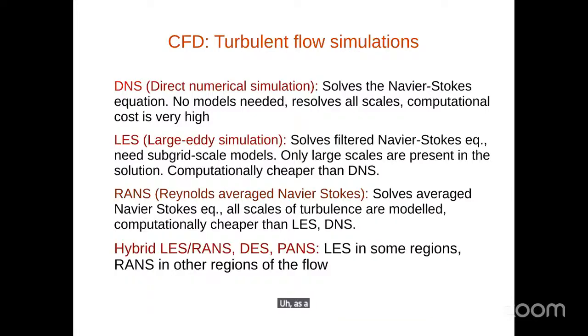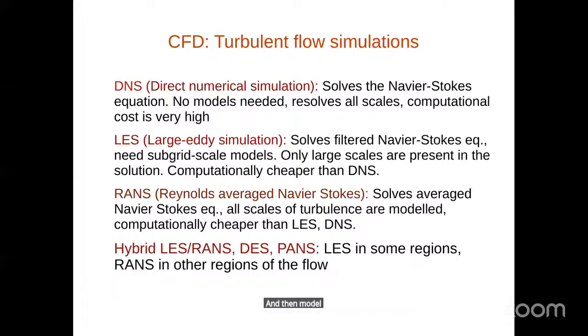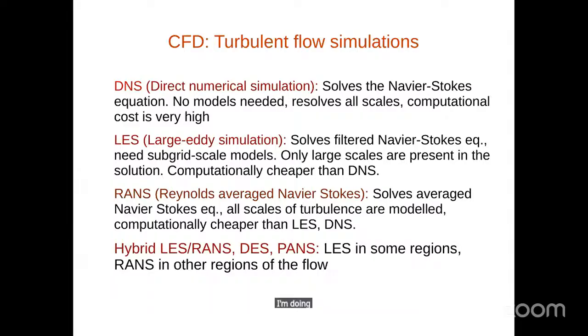The next best thing is large eddy simulations, which have evolved as a kind of partial answer to turbulence simulations. You solve for some scales which are present in the flow and then model the other scales. So these large scales are solved for, and you model the other scales, which means that they are slightly, or to a large extent, computationally cheaper than the DNS. Then also RANS is used for getting quick answers, where you solve an averaged form of the Navier-Stokes equations, and they are of course cheaper than the DNS and LES.